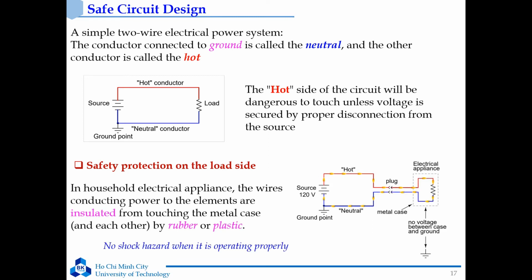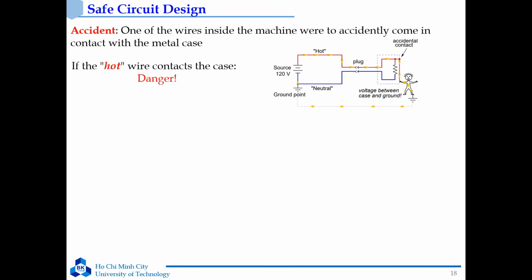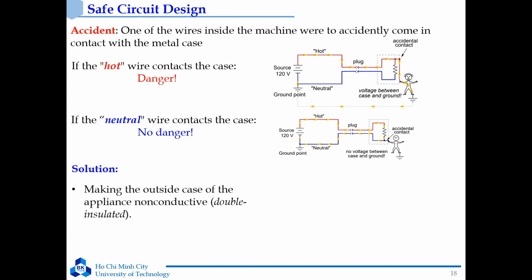In a household electrical appliance, the wires conducting power to the element are insulated from touching the metal case by rubber or plastic. There is no shock hazard when it's operating properly. However, when an accident occurs, one of the wires inside the machine may accidentally come in contact with the metal case. If the hot wire contacts the case, it's very dangerous. But if the neutral wire contacts the case, there's no danger. We need some solution to protect the human if the hot wire contacts the case.